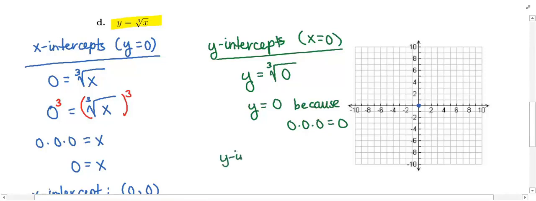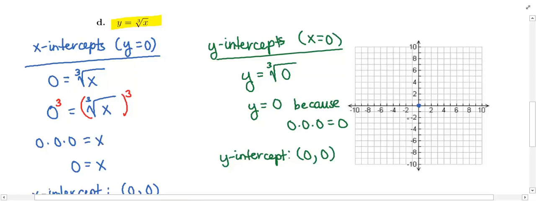If we wrote it down as an ordered pair, remember the x-coordinate has to be 0. That's true of any y-intercept. And we just calculated that the y value has to be 0 as well. So the origin is both the x-intercept and the y-intercept here. And that's okay.